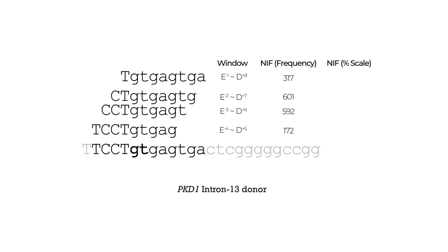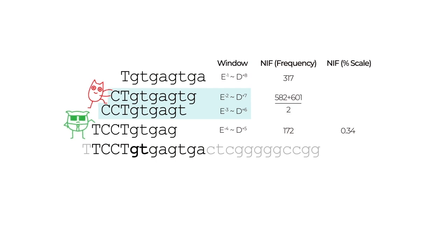So, going back to our PKD1 intron 13 donor, for the E-4 to D+5 window where U5 binds, a raw NIF frequency of 172 lies at the 34th percentile of a NIF percentile scale. The NIF frequencies of the two central windows, where U1 binds, are averaged, with an average NIF of 597 corresponding to the 62nd percentile. And for the most intronic window, where U6 binds, a NIF frequency of 317 lies within the 54th percentile.